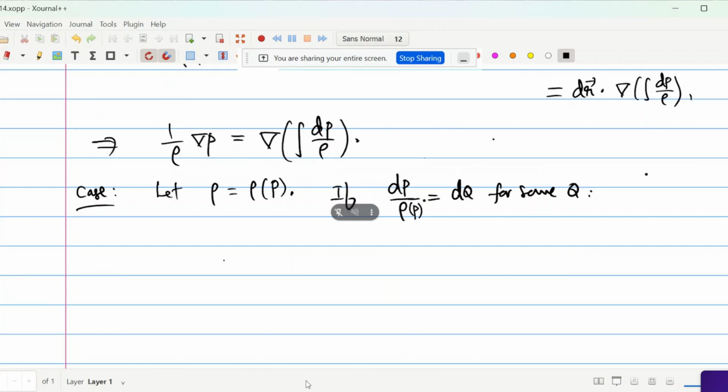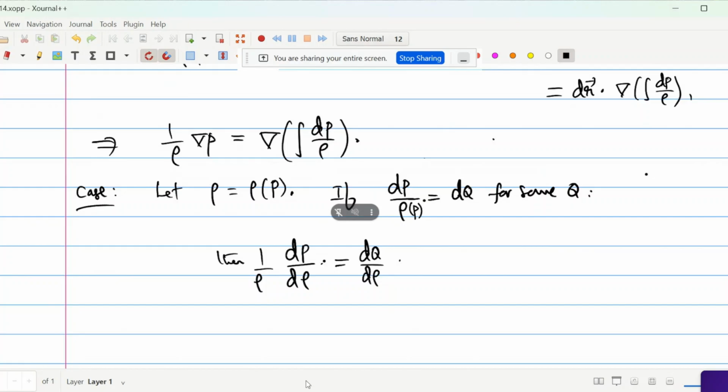So if this is so, then what we have is dP by rho. Let me put it like dP by d rho into 1 by rho, since 1 by rho is already here. So dP by rho into dP by d rho, I just divided it, equals dq by d rho, isn't it?